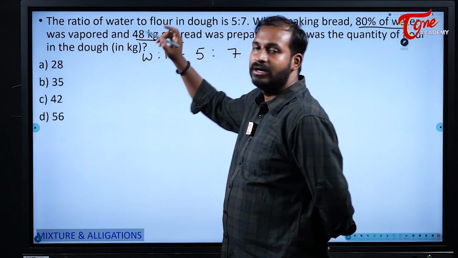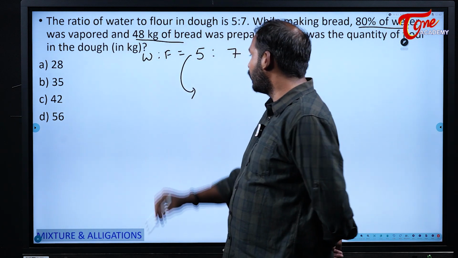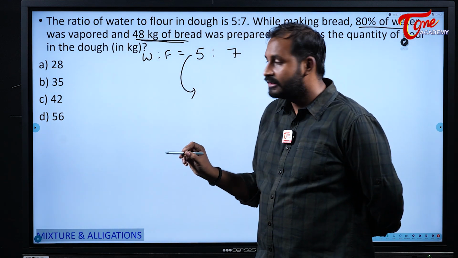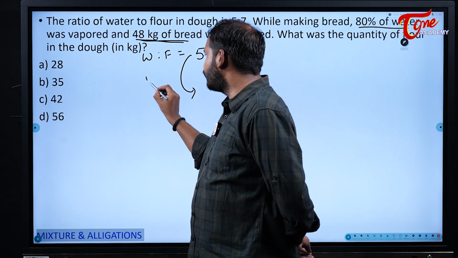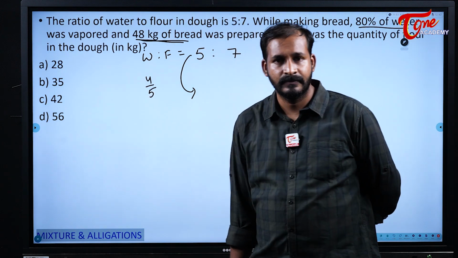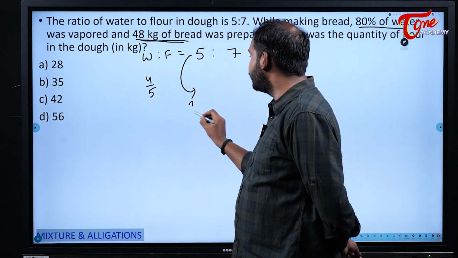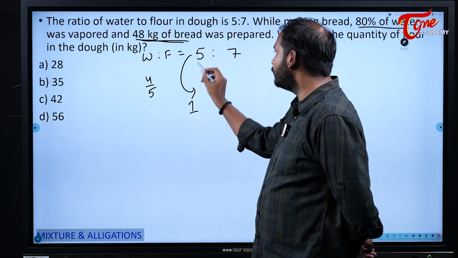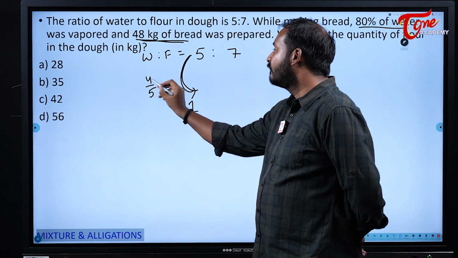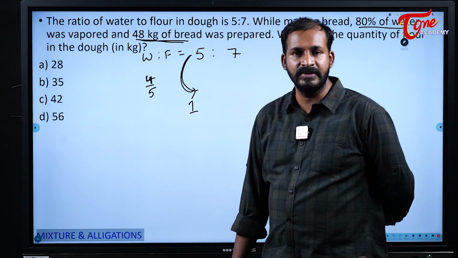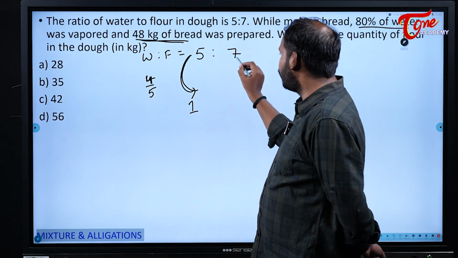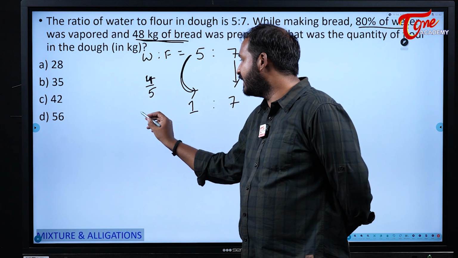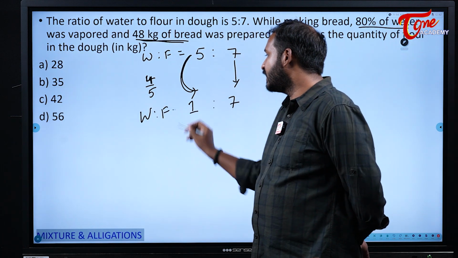Now, please see here, 80% of water. If you observe carefully, 80% means 4/5 portion of water is evaporated. That means the water content in it will now become 1 part, because out of 5 parts, 4 parts got evaporated. And the flour remains the same. So, in my bread, water and flour will be in the ratio of 1:7.